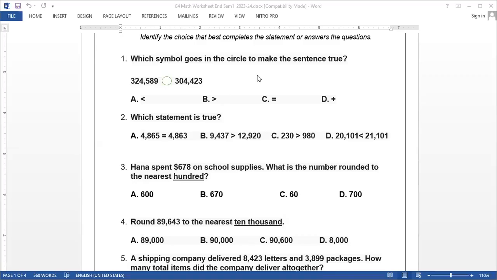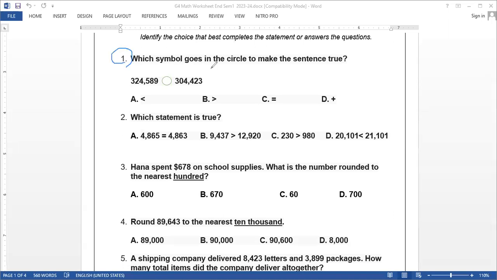How are you, everyone? Today we're going to discuss some important points in this worksheet as preparing for the final exam semester 1 in grade 4. Here we start. The first part will be multiple choice. Question number 1.